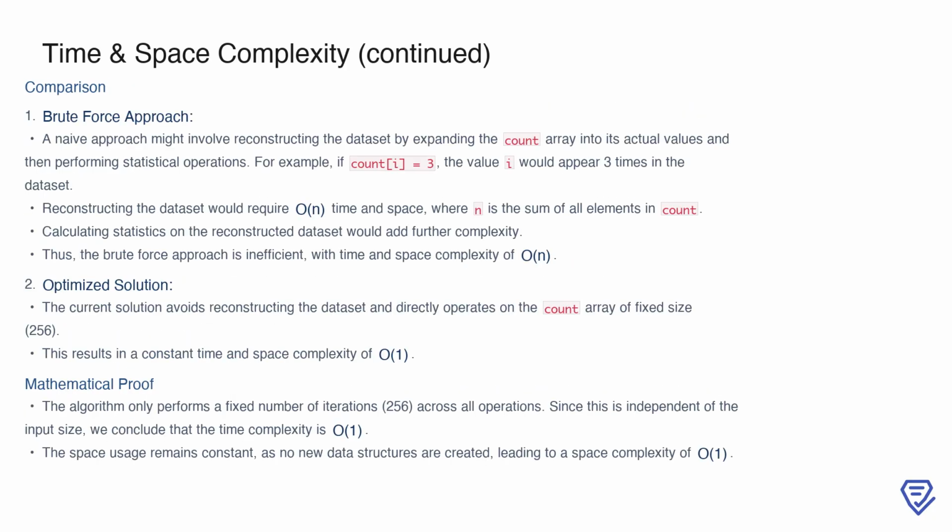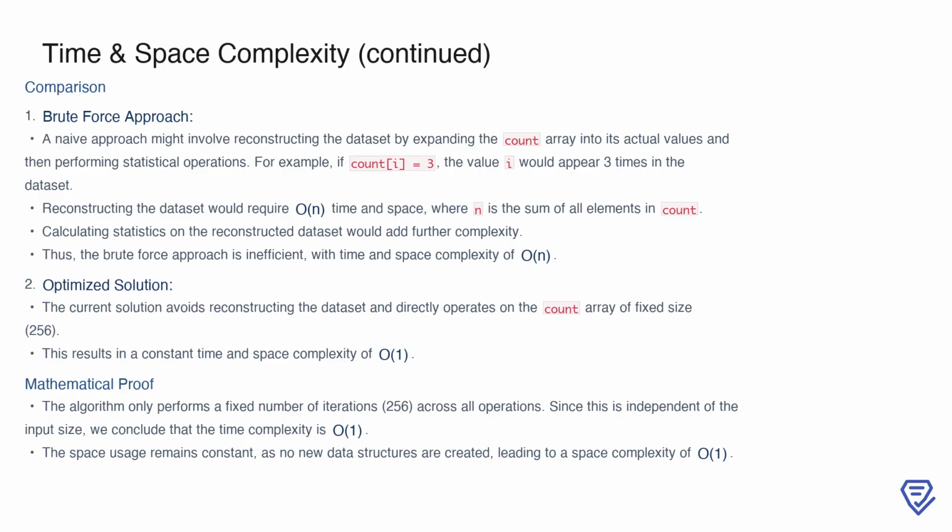To put this into perspective, let's compare this optimized solution with a brute force approach. The naive method would involve reconstructing the dataset by expanding the count array into its actual values. For instance, if count[i] equals 3, the value i would appear 3 times in the dataset. This reconstruction requires O(n) time and space, where n is the sum of all elements in count.